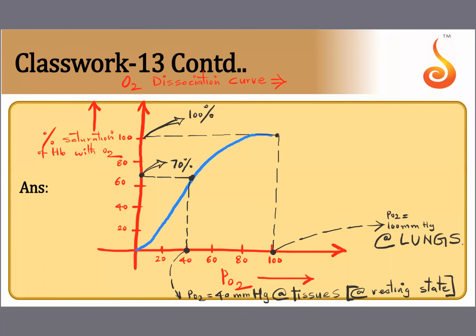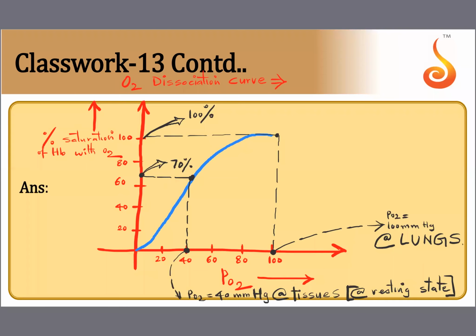This fall in saturation is very much required by the tissue. Because imagine if even in the tissues, all the 100% of the hemoglobin molecules are still in love with oxygen, they will never let go of oxygen. If they never let go of oxygen, who is going to suffer? The tissue is going to suffer. The tissue needs oxygen desperately here. So this is a good thing. From 100% being in love with oxygen, 70% are in love with oxygen.